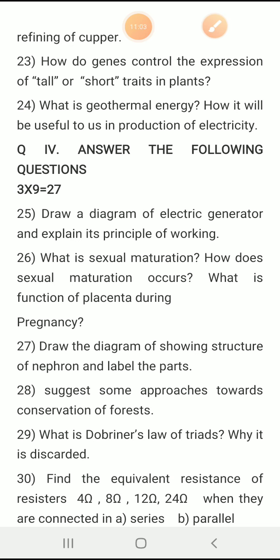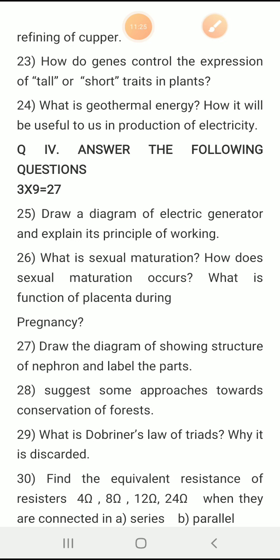So the next question is pertaining to biology. What is sexual maturation? How does sexual maturation occur? What is the function of the placenta during pregnancy? These are three questions combined into one question for 1 mark each. So what you need to do is kindly write briefly.